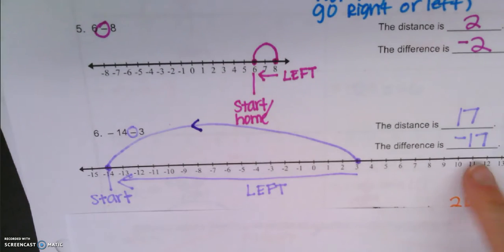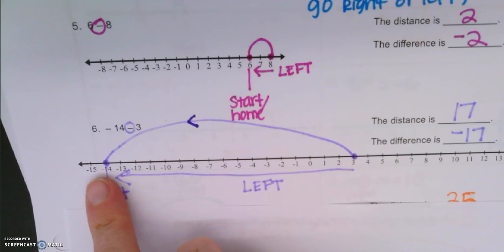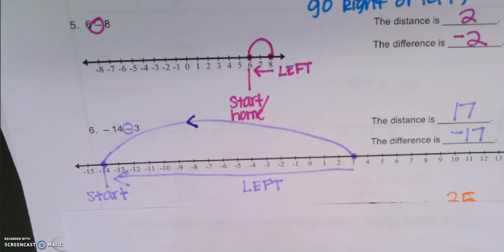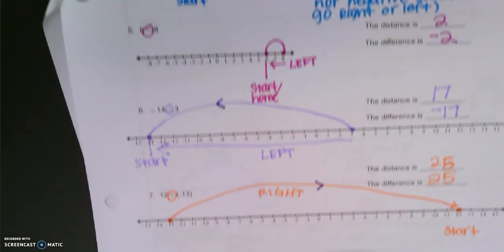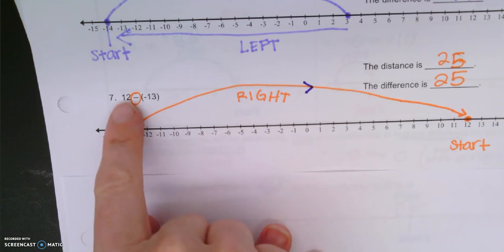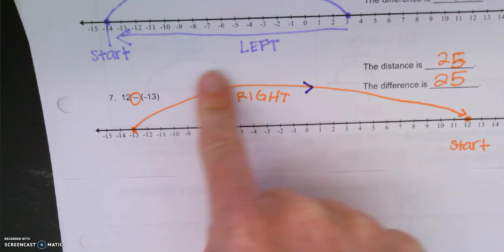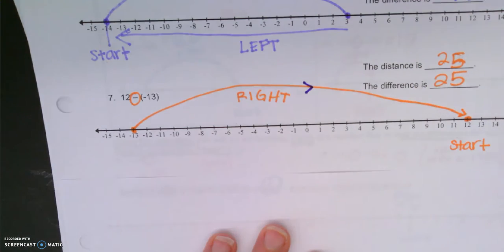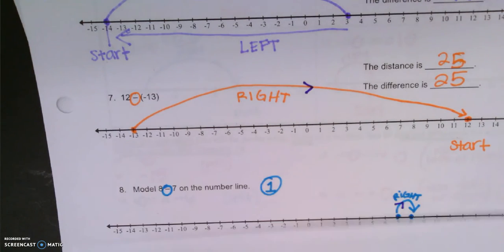Number 6, the distance is 17, and the difference is negative 17. We started at negative 14, and then we went all the way to positive 3, and then we had to go back to where we started. And notice we went left. That's why the difference is negative. Number 7, the difference is 25, and the distance is 25. We started at 12. We went all the way to negative 13, and then we had to go all the way back to where we started. And we went right. That's why the difference is positive. Why is the distance positive? Oh, because distance is always positive.